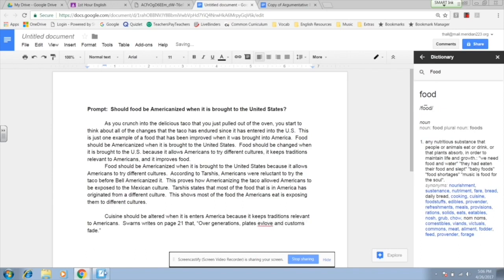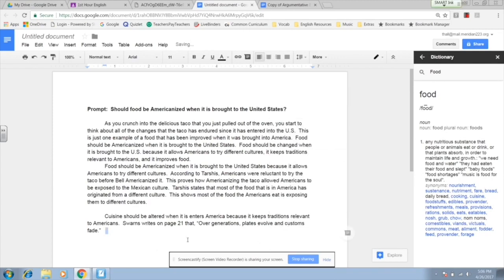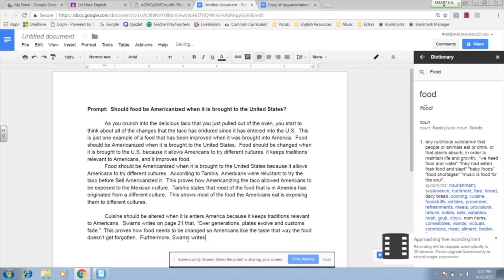My next job is I need to explain how this proves that food should be Americanized, brought to the United States, because it keeps traditions alive. Now, another thing you can do if you really feel like you're good at this is start using transition words: furthermore, additionally, on the other hand. These really help your paper flow better. Also, all these types of transition words.